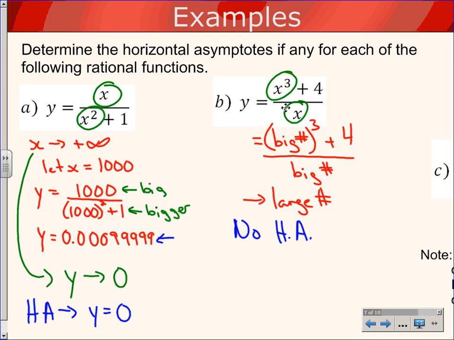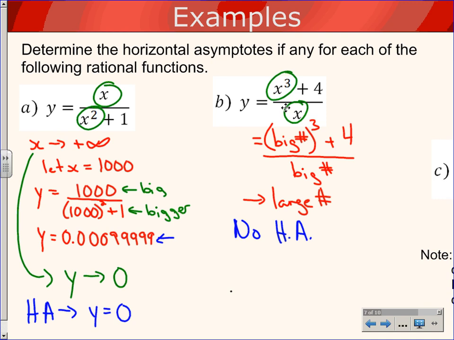If the numerator is larger, you can't approach an asymptote. It just keeps getting bigger forever. Your graph would look something like, the one side is going to look something like that. In fact, it's going to look something like that on the other side too. So there's no horizontal asymptote going on at all here.